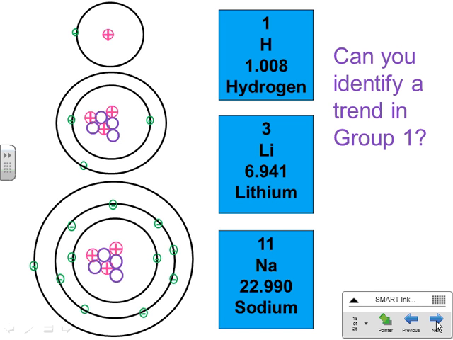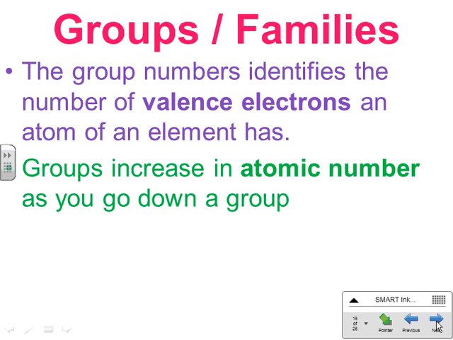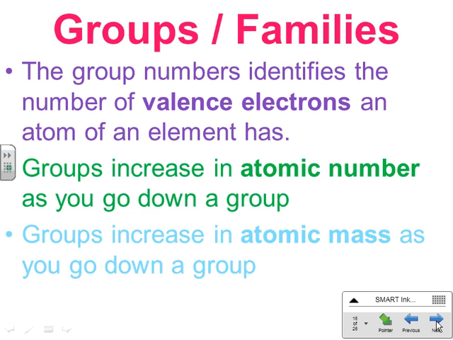So here are 3 examples with element keys, 3 Bohr models. Do you notice a trend from these elements located in group 1? Let's look at their valence shell, the very last shell. How many valence electrons are located in that shell? Hydrogen has 1, lithium has 1, and sodium has 1. So our groups and family number identifies the number of valence electrons that an atom of an element has. Groups increase in atomic number as you go down a group, as well as in atomic mass.